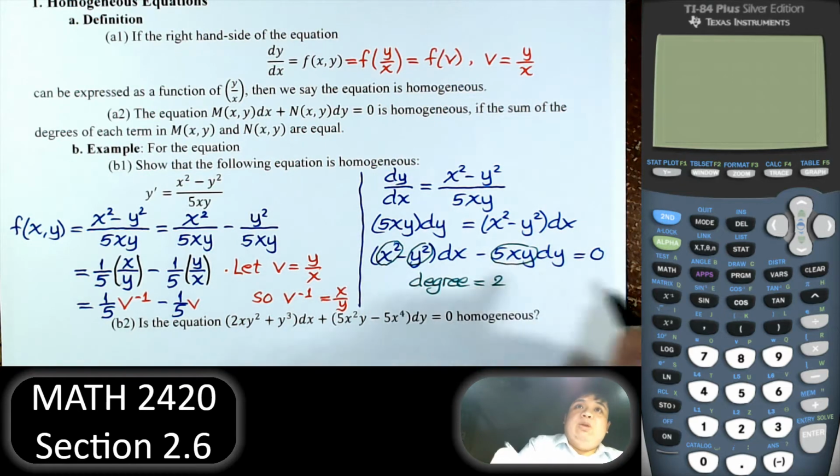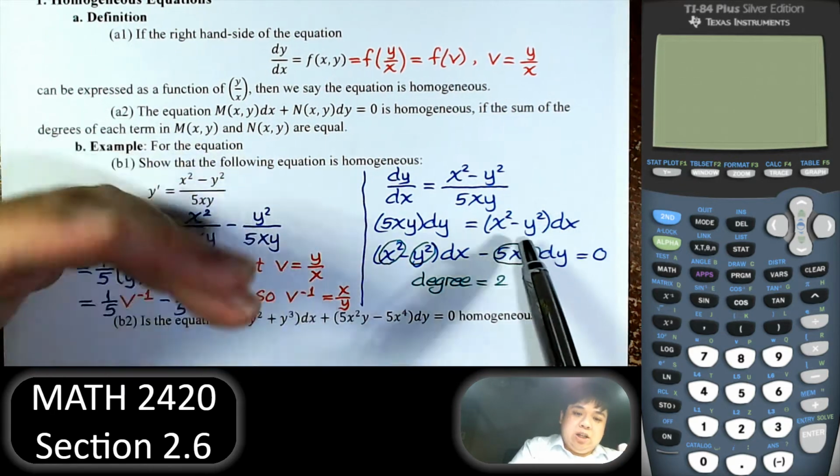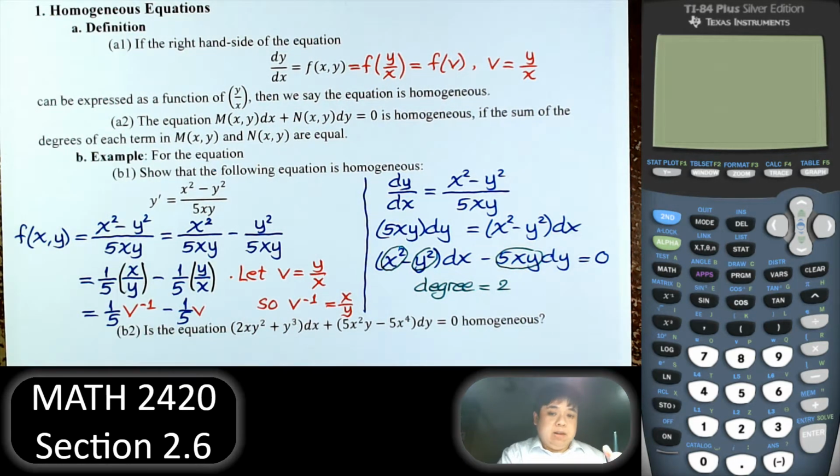So all the terms have degree 2. So that's why it is homogeneous. So either we show the equation is homogeneous in this form or in this form, it will be the same result, that the equation is homogeneous.